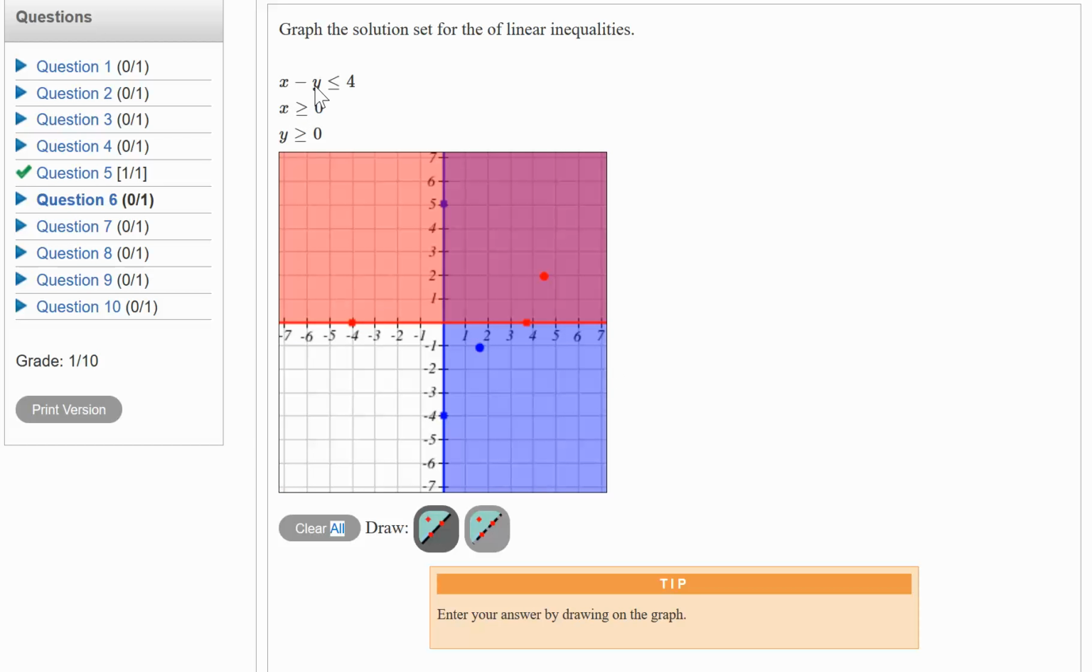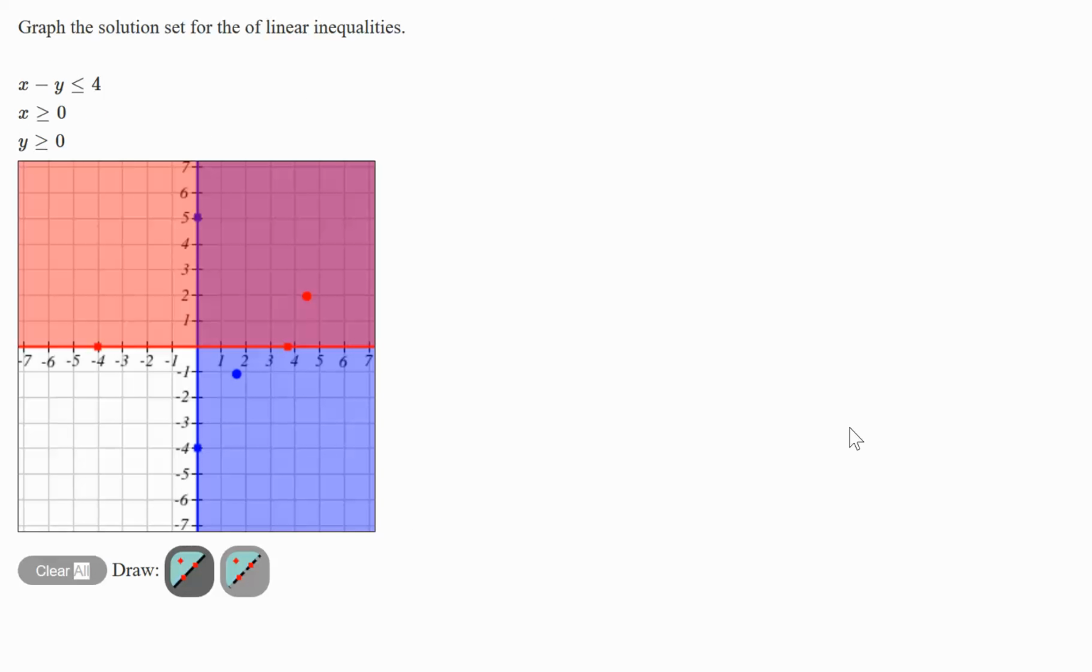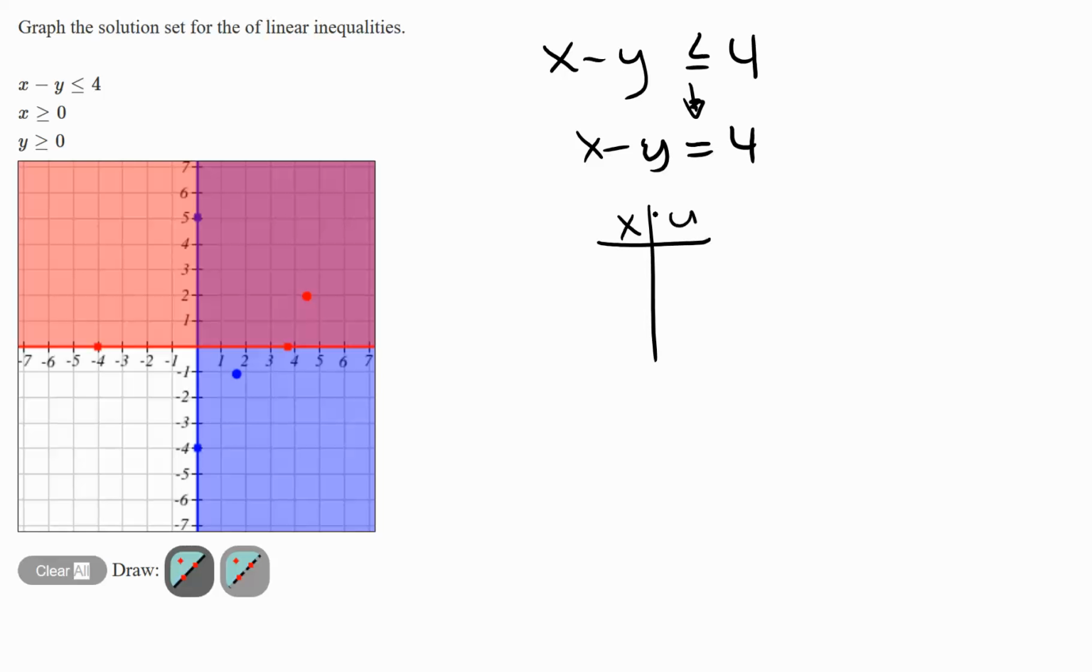Okay, this last one, x minus y less than or equal to 4. That's the one I want to work with, really. Okay, changing it to a place I can work with here. So x minus y less than or equal to 4. The book says change that to an equal sign, because that's what we graph. And again, just like number 5, intercept method or y equals mx plus b. This one is a lot easier to do with the intercept method.